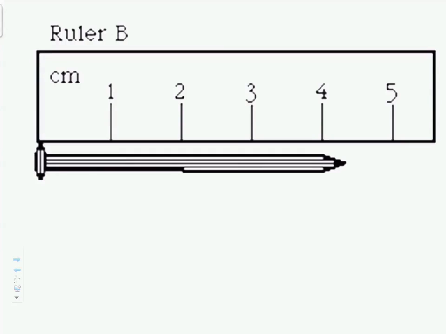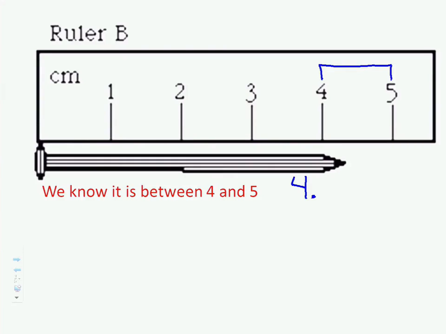Let's look at some examples of how to make these measurements. This is one ruler as an example, from 0 up to 5 centimeters. Which numbers do you know for sure the nail is between? We know that it's between 4 and 5 centimeters. So our number has to start with 4 point something. We don't know if it's 4.1, 4.2, or 4.3; those would all be guesses. So you write down what you know for sure, and then you give it one digit that is a guess. On this one, I'm going to guess it's about 4.3 centimeters, and that would be a good answer.